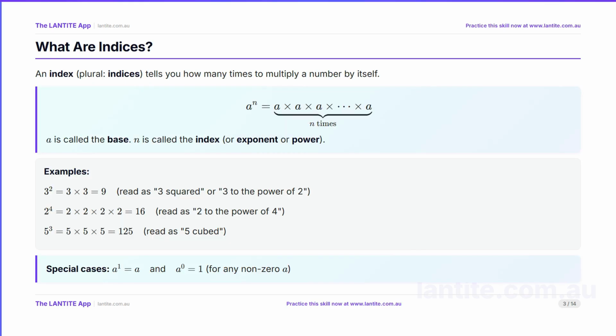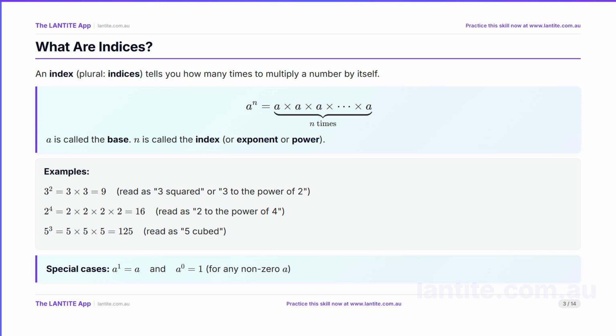Let's start with the basics. An index, the plural is indices, tells you how many times to multiply a number by itself. In the expression a to the power of n, a is the base, and n is the index, also called the exponent or power. For example, 3 squared means 3 times 3, which equals 9. 2 to the power of 4 means 2 times 2 times 2 times 2, which equals 16. 5 cubed means 5 times 5 times 5, which is 125.